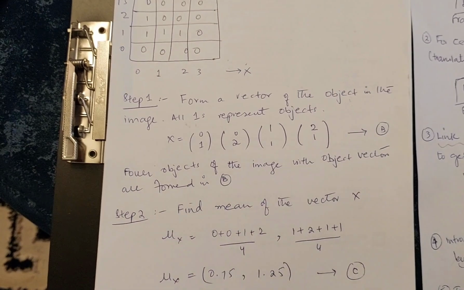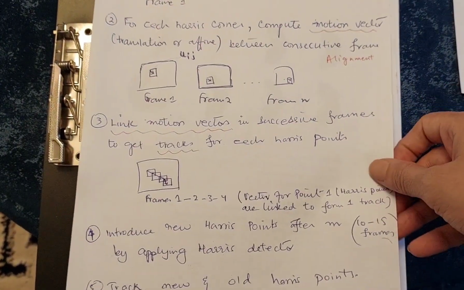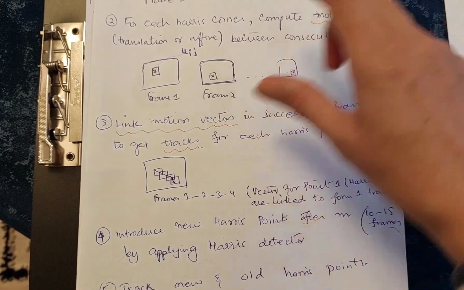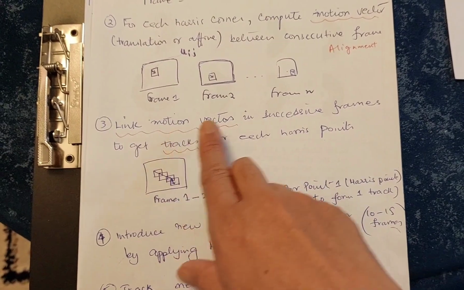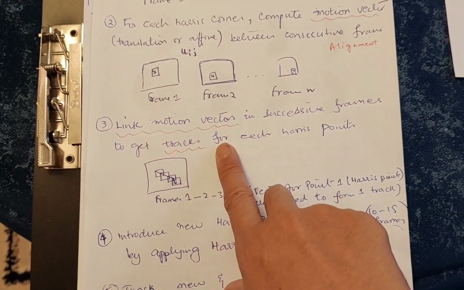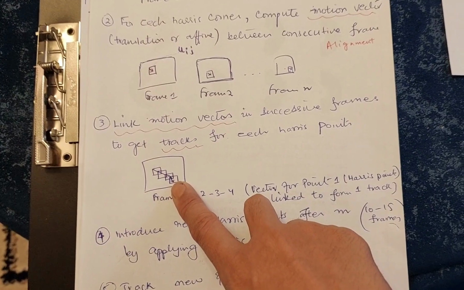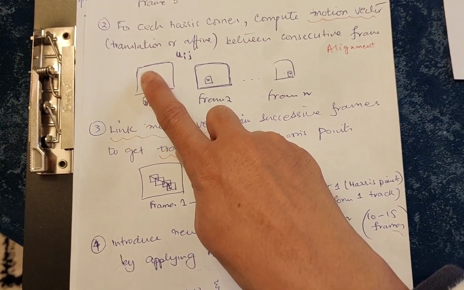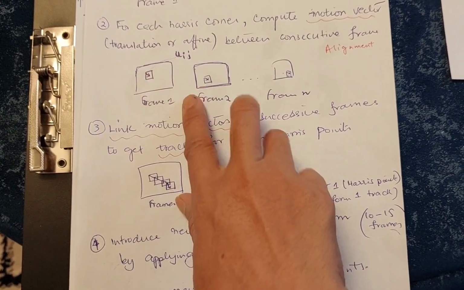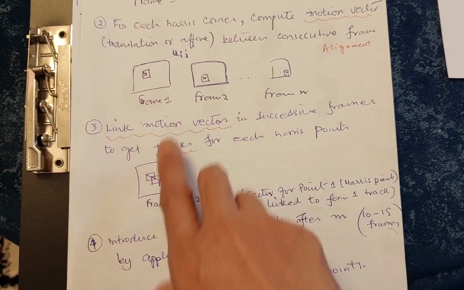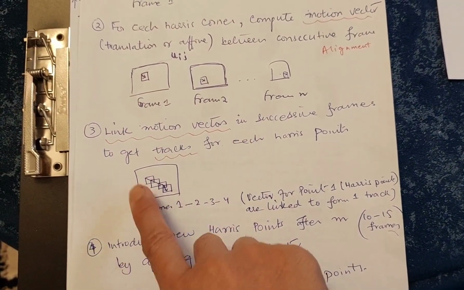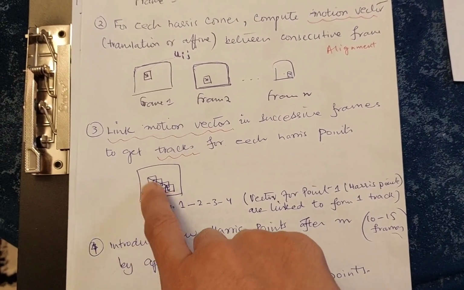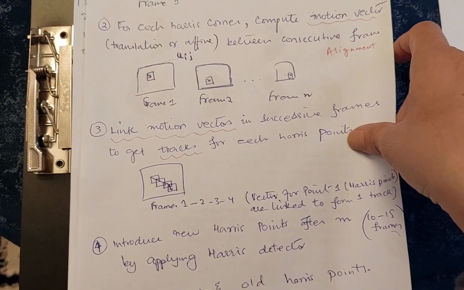Now what does this algorithm want? Once you have computed the motion vectors, you need to link the motion vectors in the successive frames to get the tracks for each Harris point. Of course in the video you have consecutive frames. If you have computed the vectors for that object in all of these frames, now you have to link those vectors. Only if you link those vectors can you know about the tracks, or in other words, the transformation.